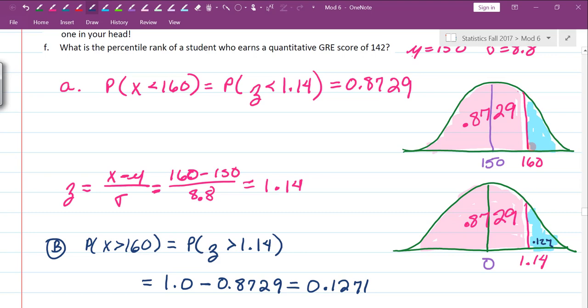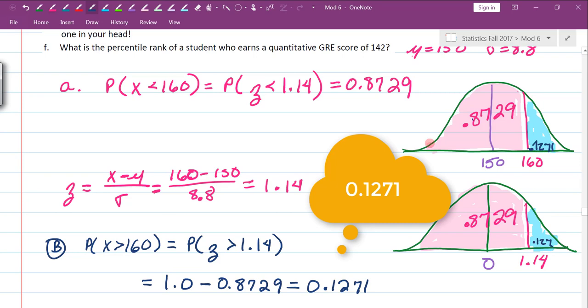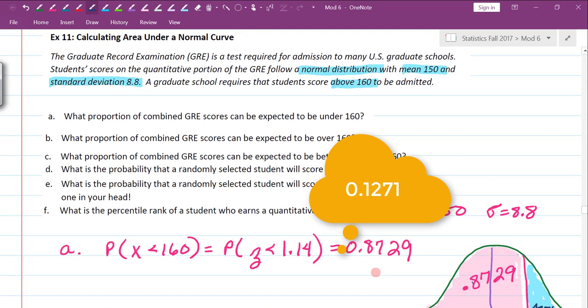So the area under the curve right here is 0.1271. And so if I were to add this value and this value together, I would end up with the entire area under the curve equaling 1.0, which is perfect. So what's the probability that I have an exam score greater than 160? Let's try that again, 0.1271.